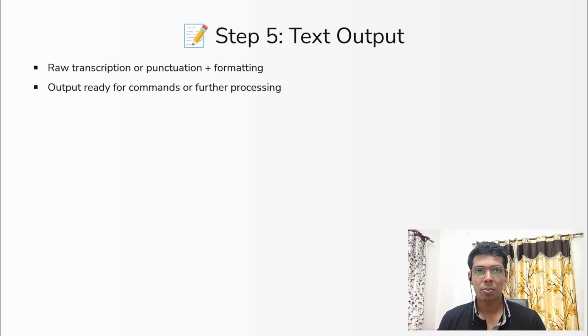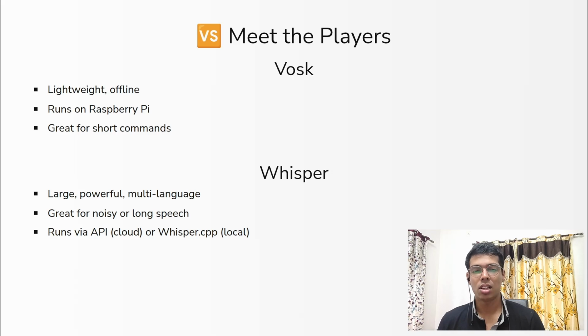So in my research, the players I have found for my particular application are Vosk and Whisper. Vosk, like I have been saying throughout the video, is lightweight. You can run it offline. It can easily run on a Raspberry Pi, and it is really good for short commands. Like I can just say, turn on the lights, and it could pick it up and do the action.